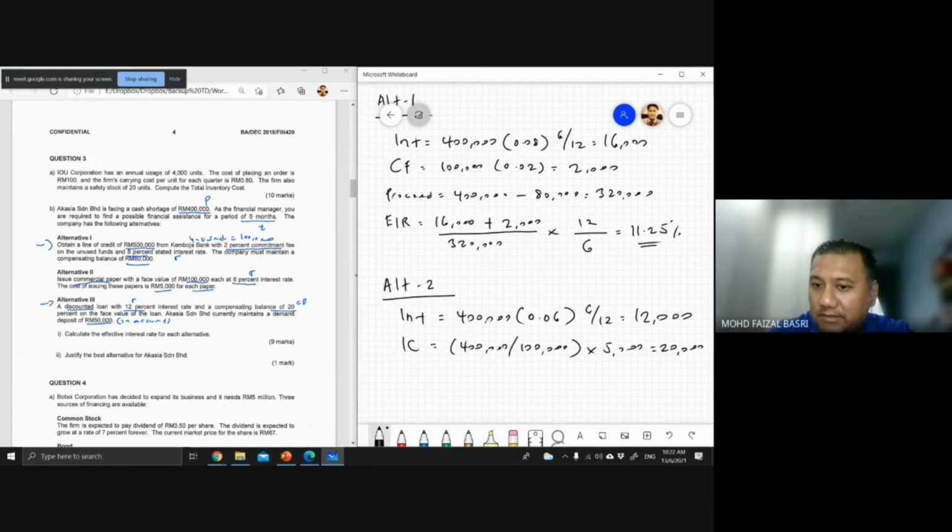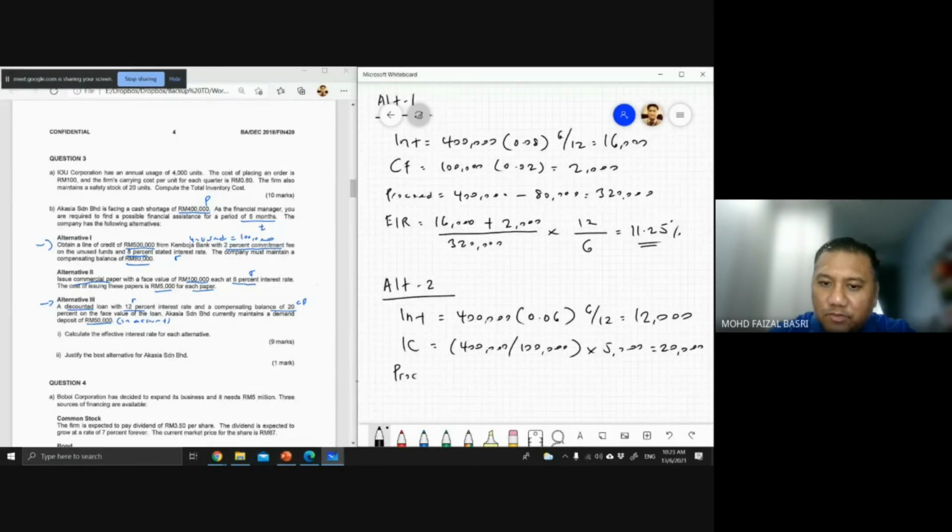Okay, I recap. This one, the one in the bracket, is to find how many papers are to be issued. So this is the principal, and this is the face value of the commercial paper. So when you divide 400,000 by 100,000, you get 4 papers. Okay, so meaning this company needs to issue 4 papers in order to get 400,000. So 4 papers times 5,000 each, 4 times 5, is 20,000. Okay, 20,000 ringgit.